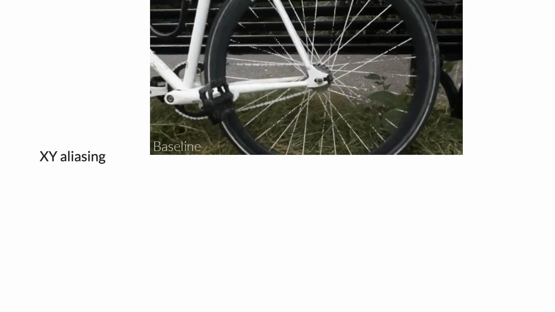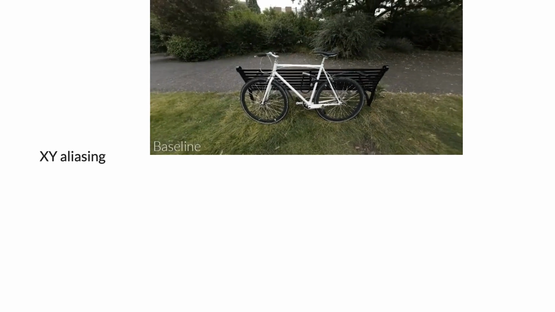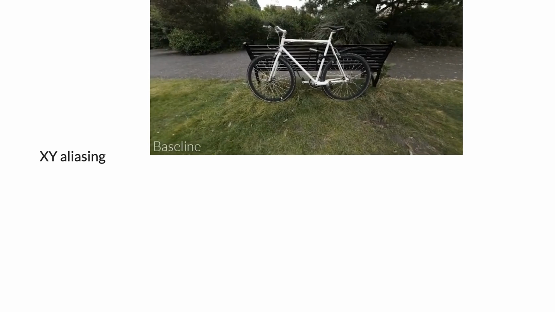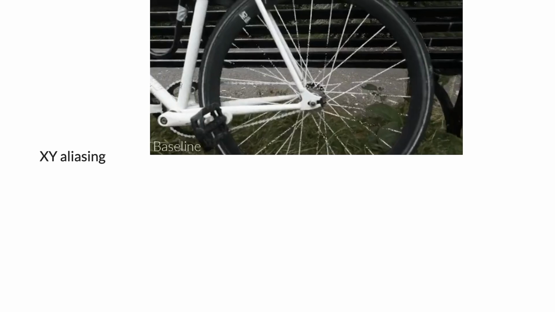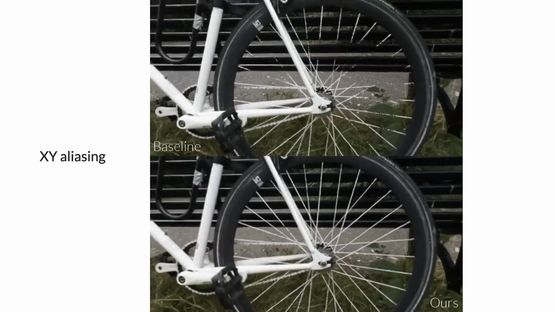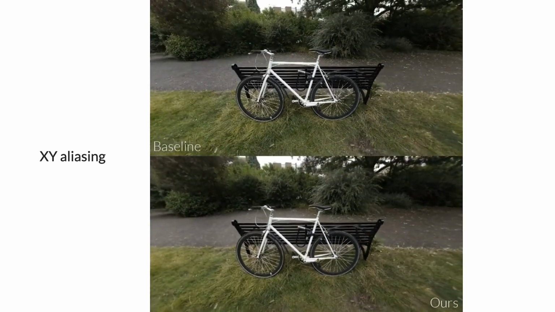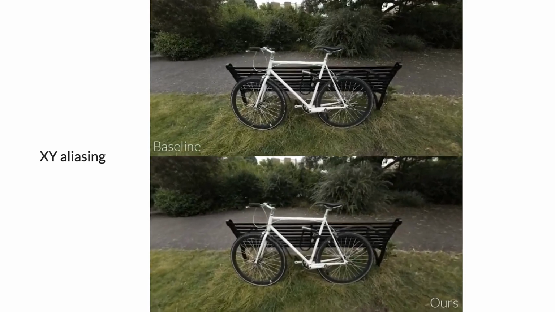So here we have a trained NeRF that uses an improved version of InstantNGP, and we can see that it exhibits a lot of what we call in the paper XY aliasing. That's spatial aliasing along the image plane, which is most noticeable in terms of the jaggies on the thin bike spokes here. And here's what we get by turning on this Zip-NeRF anti-aliasing. You can see that we're able to recover a lot of fine detail and that thin structures look nice and smooth.